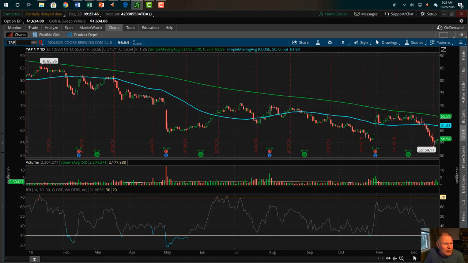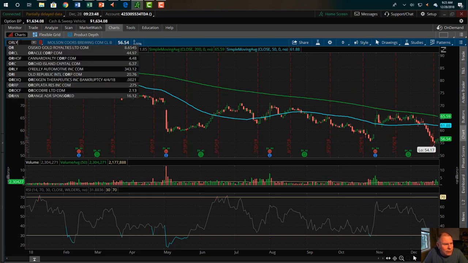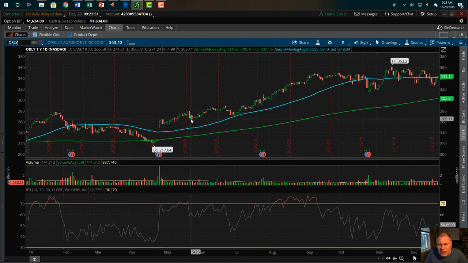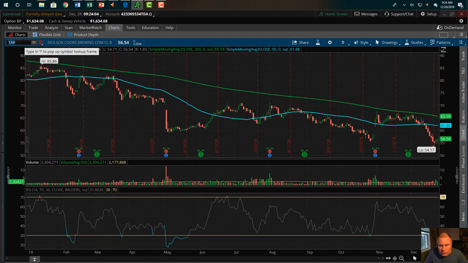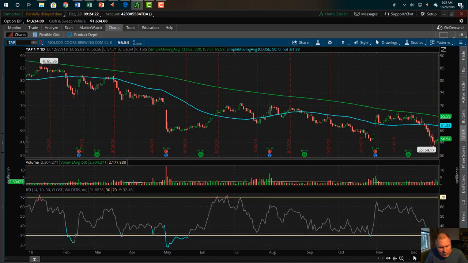Okay, so let's go back and take a look at O'Reilly, same period. We're seeing really a positive trend over the past year, and we still see that the 50-day is well above the 200-day. So we go back, let's put TAP back in, and what you can see is it's on a downward trend. Volume continues to be a little bit over the average volume. But what we see here is it's been oversold numerous times, and it's in an oversold category right now.